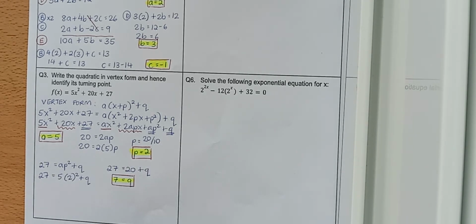Not finished quite yet. I still have to write it in vertex form. That's going back up to the sky again. A bracket x plus p squared plus q. So I just have to fill in the a, p and q. So there's my vertex form filled in.